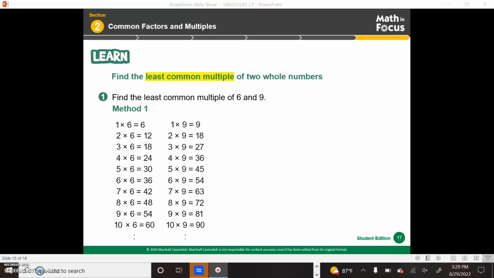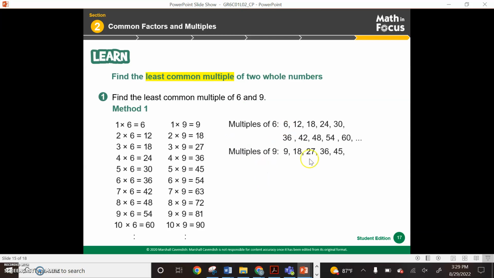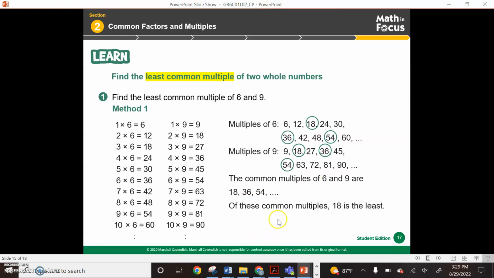You can see on page 17, find the least common multiple of two whole numbers. It's saying find the least common multiple of 6 and 9. You can list the different multiples of 6 this way, and the multiples of 9 that way. That's what we're talking about when you're listing the multiples of two numbers. You can see this right in your book on page 17. The common multiples of 6 and 9 are 18, 36, and 54. However, the least common multiple, or the LCM, would be 18.